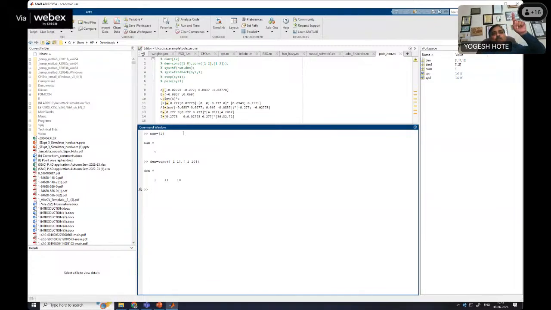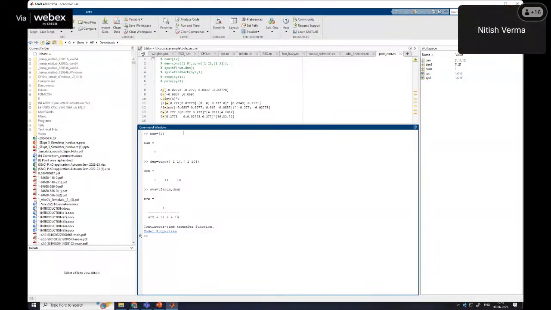So I have taken one pole at s equals -1 and another pole at s equals -10. That is sys equals transfer function, numerator comma denominator. This is a transfer function: 1 divided by s square plus 11s plus 10. Is it correct, Dr. Nitish? Yes, sir. Okay, so one pole at -1, other at -10. So -1 is the dominant pole, -10 is the non-dominant pole. Now this is the transfer function.